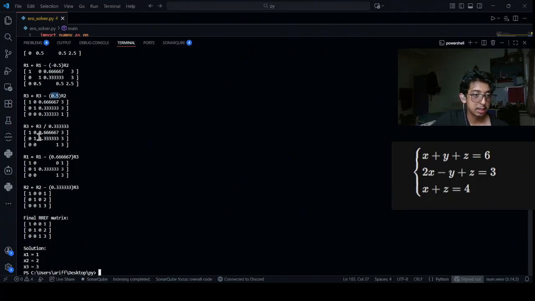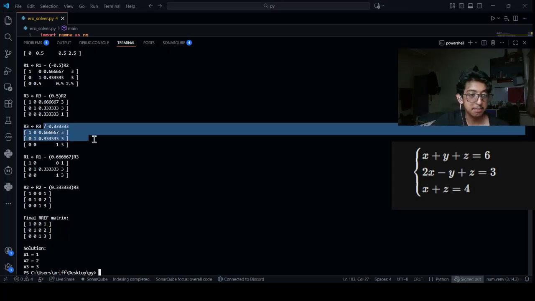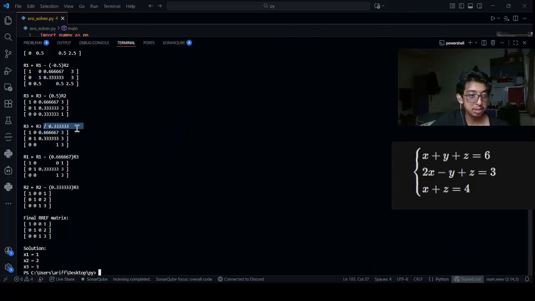We can see now that row 2 is actually 0, 1, and 0. We are almost solving the equation, but not done yet. We still have to solve for row 3. Now row 3 is divided by 0.33333. Why do we not put in a fraction? Because this is a computer, so we put in the decimal point.